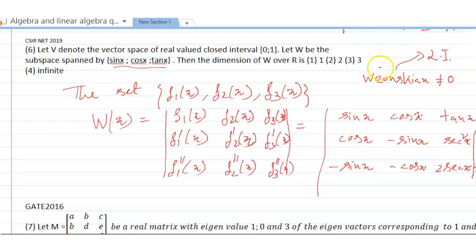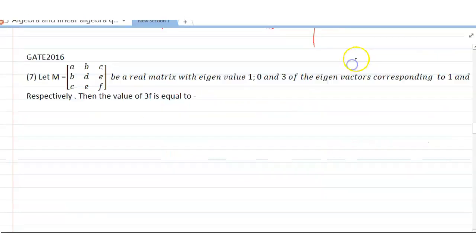Sin x, cos x, and tan x are linearly independent and span the subspace. So the dimension of the vector space is 3.